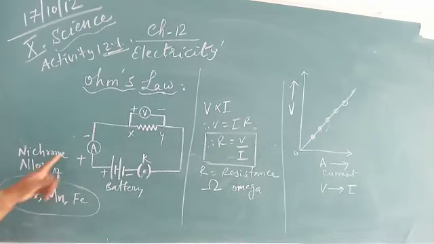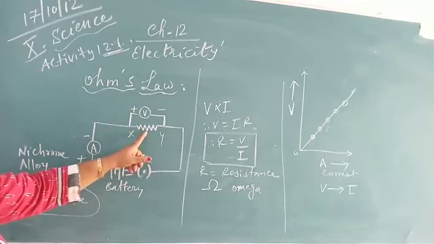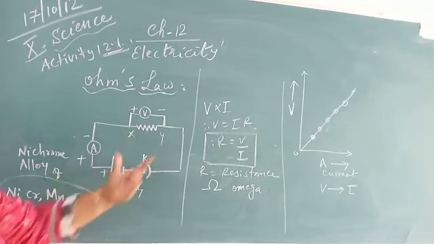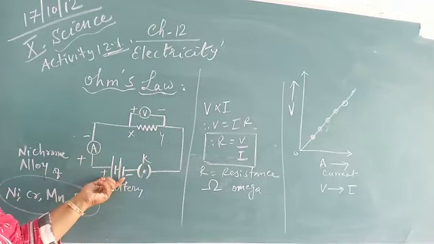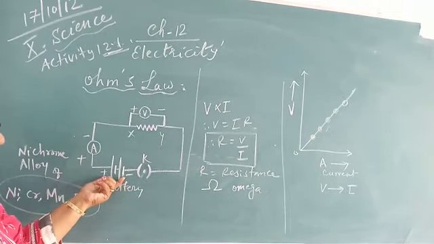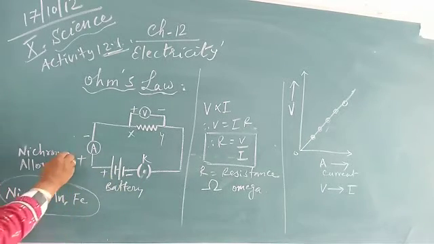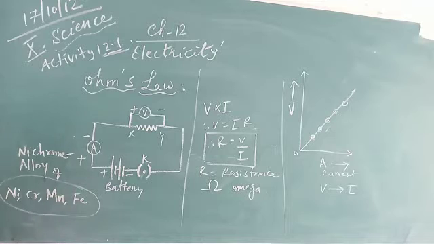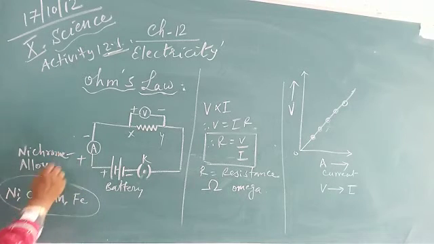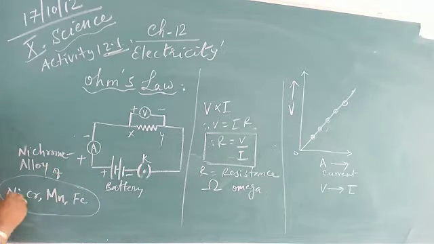The apparatus: ammeter, voltmeter, the resistor between X and Y, then batteries of 1.5 volt, then a key. All these are connected with the nichrome wire. Now actually, what is nichrome? Nichrome is an alloy of nickel, chromium, manganese and iron. All these metals are mixed and the alloy nichrome is prepared.